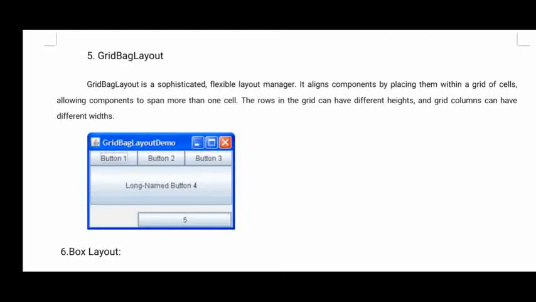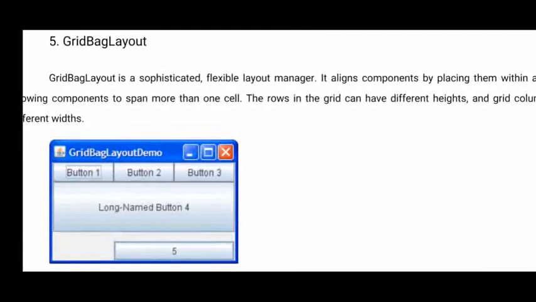Now grid bag layout. Grid bag layout is like a grid only. Already I explained, the grid means whatever components you have, you can display all of them in a grid, in the form of rows and columns, not either a single row or a single column. You can display components in rows and columns. But what is the difference between this grid and grid layout? Okay, grid bag layout. Understood? See here, grid bag layout is a sophisticated, flexible layout manager. Flexible means it depends on your requirement.